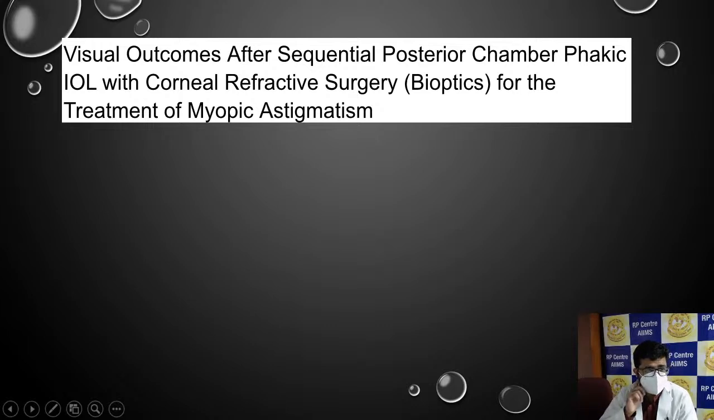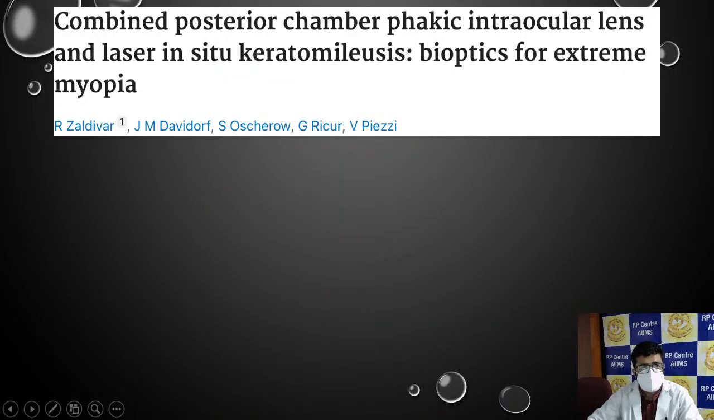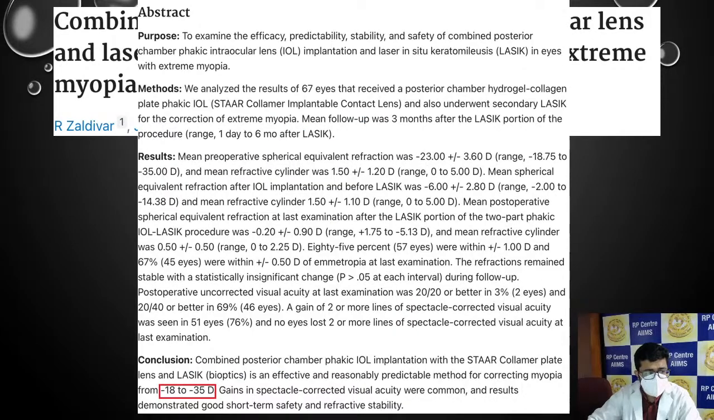This was a study comparing the posterior chamber phakic IOL along with LASIK for bioptic surgery. They found that bioptics for high myopic astigmatism was safe and effective, and the vaulting does not appear to be affected by following with LASIK or PRK. And this was a combined posterior chamber phakic IOL and LASIK bioptics for extreme myopia. Here they corrected a refractive error with a mean spherical equivalent of minus 18 to minus 35 diopters, and they found good results in this study.